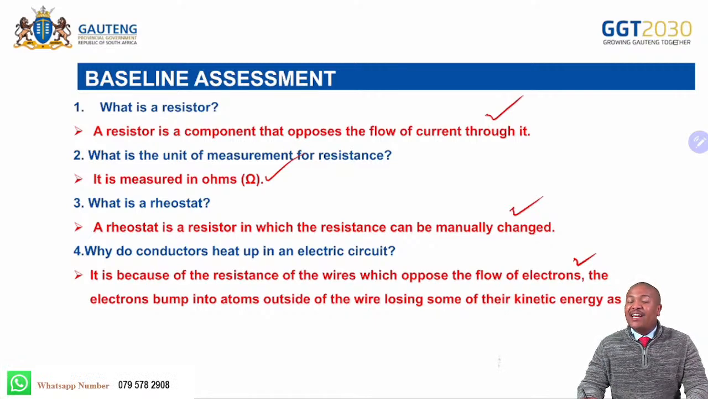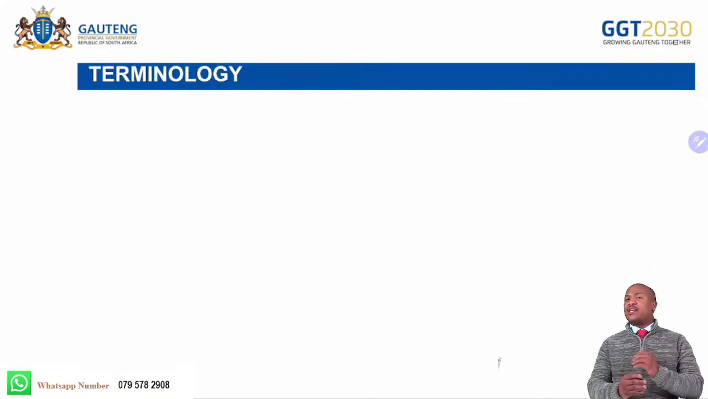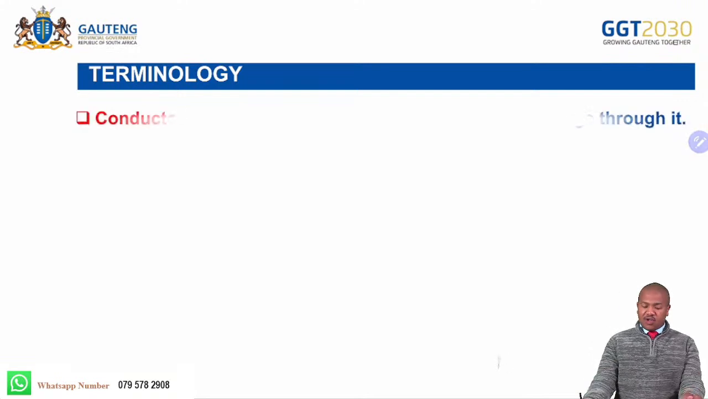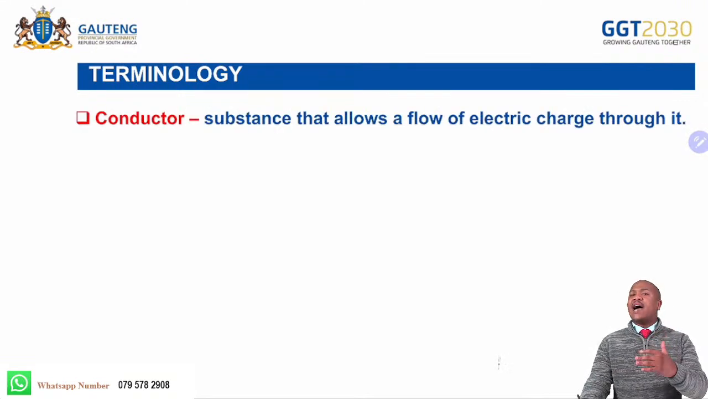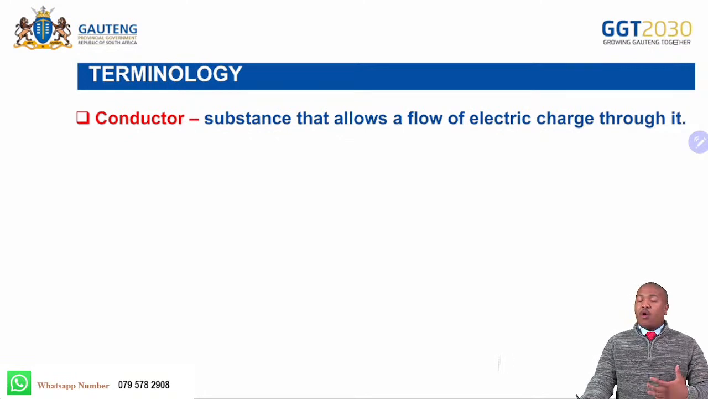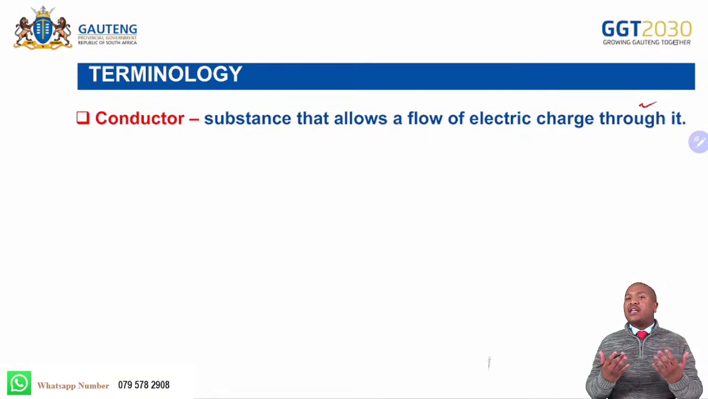Right. I now hope that you had enough time to copy down the corrections, right? So now let's look at the important terms before we continue with our lesson. The first terminology that we have there is conductor, right? A conductor is a substance or a component that allows a flow of electrical charge through it. It allows electricity to pass through it.